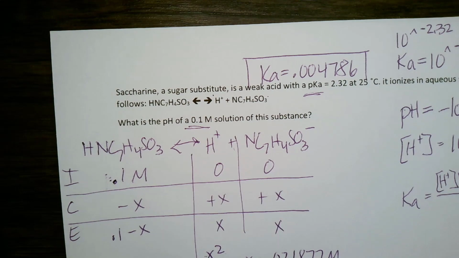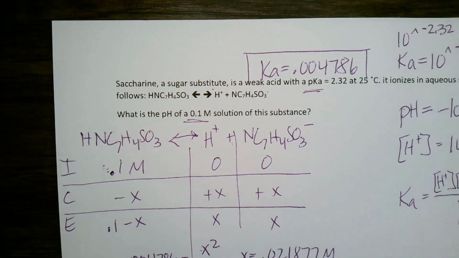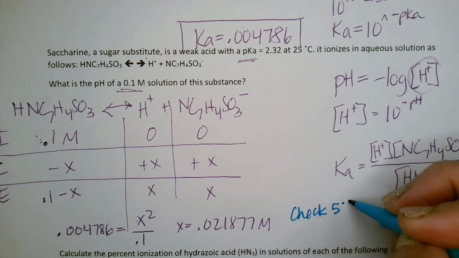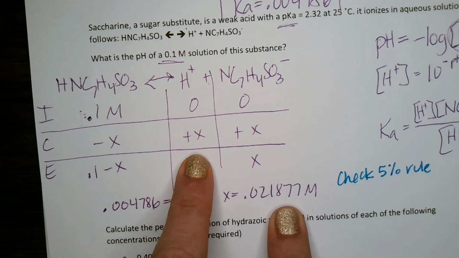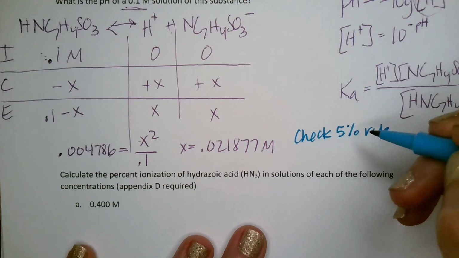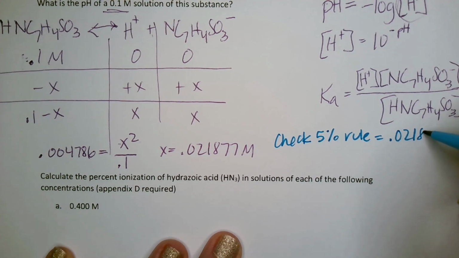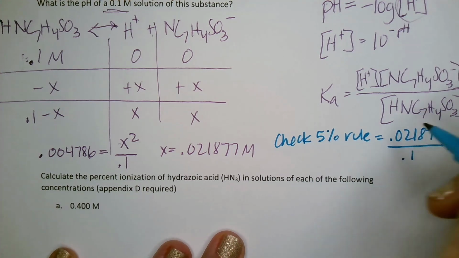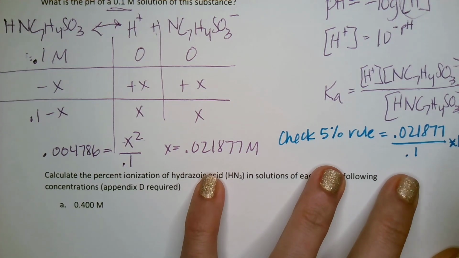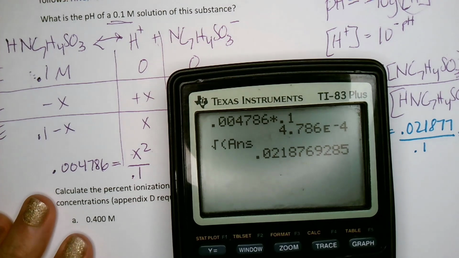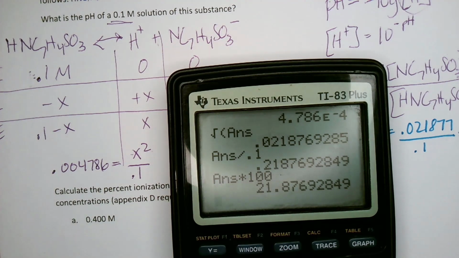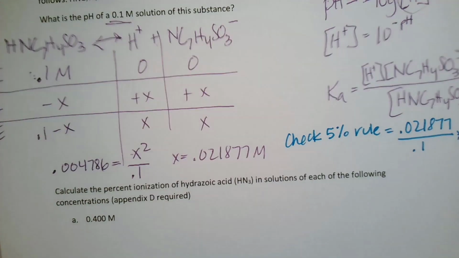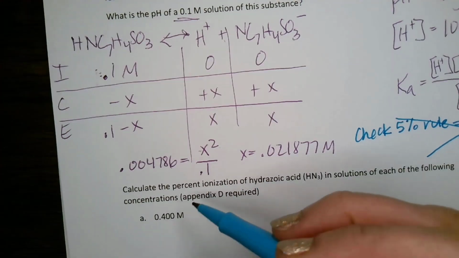Now, let's double check to see if we followed the 5% rule. Remember, by doing that, we need to check our x, our hydrogen ion concentration, over our initial. So let's do 0.021877 divided by 0.1, and then times 100. Okay, so we've got that. And ooh, we got 21.8, almost 22%. So we can't do it. That's not following the 5% rule. We have to do the quadratic equation. So we're crossing this off. Back to the drawing board. We can't use this.